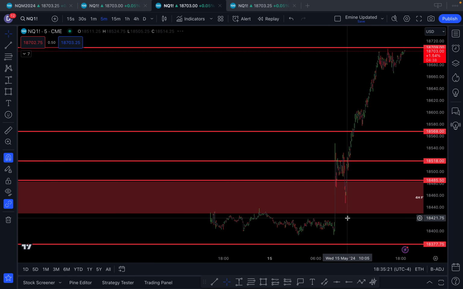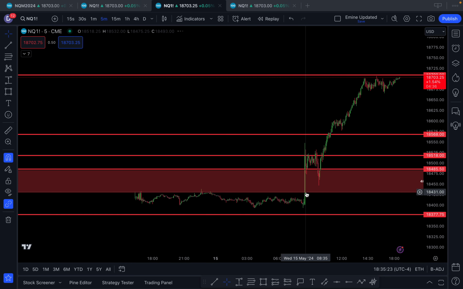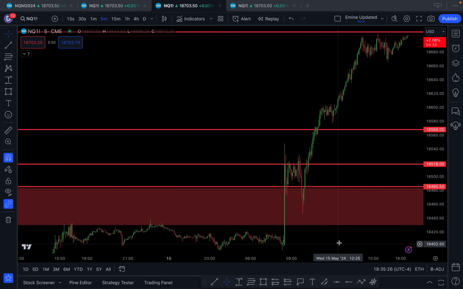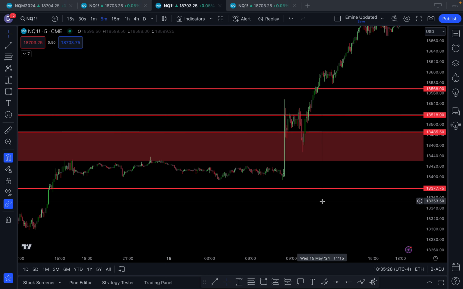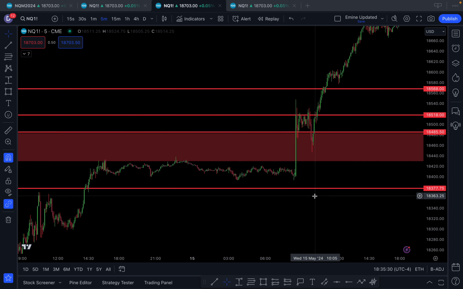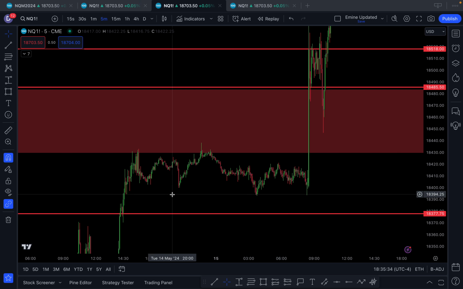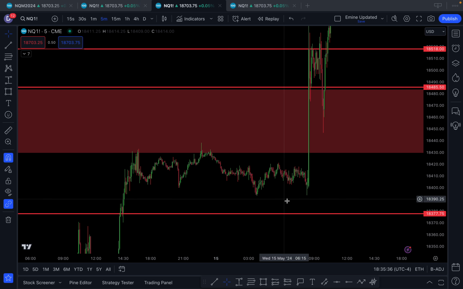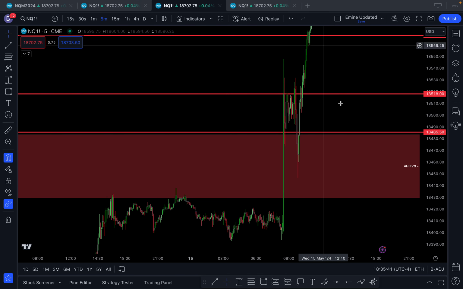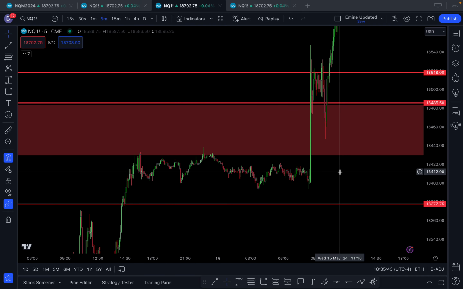Now retail traders would have gone long today. ICT traders would have looked for shorts. Yes, retail traders were smart on this one. Why? Because they see support. So most likely they're going to be longing and the market will pump up, right? So this is where they got it right.